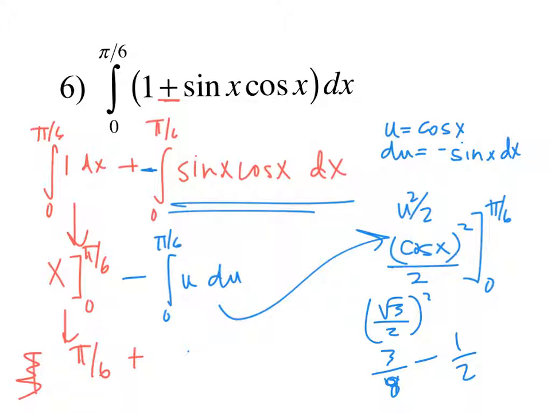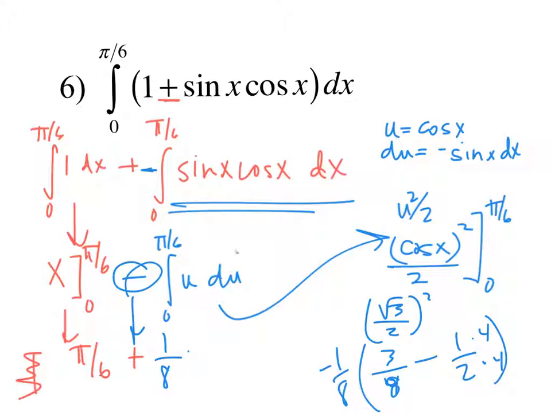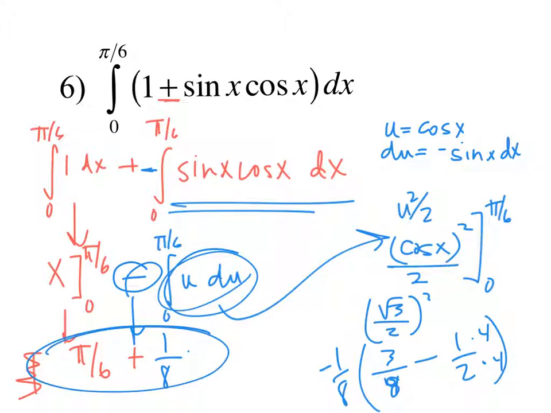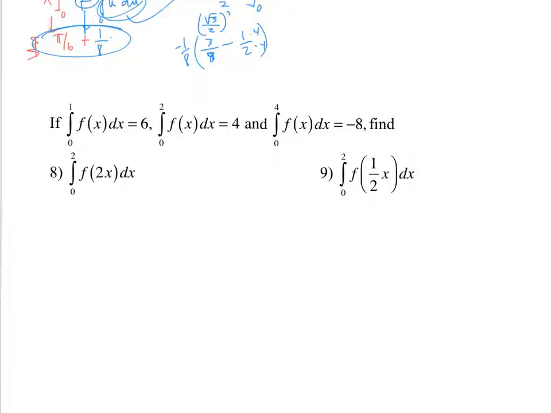Okay? And then if I actually do the math here, I get 3/8 minus 4/8, which is negative 1/8. Multiplied by that negative gets me positive 1/8. So this was going to be negative 1/8. Multiply by the negative that's there to get positive 1/8, and that's the final answer. Okay, let's take a look here.